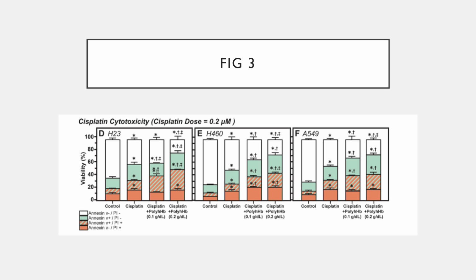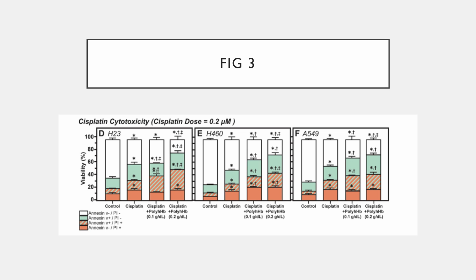The presence of the polymerized hemoglobin did increase the number of cells that were undergoing apoptosis when you compare them to the cisplatin-only treatment. And the increase did not seem to correlate with or depend on the concentration of the polymerized hemoglobin. The highest number of viable cells were found in the cisplatin-only treatment group, just the same as the other cells.